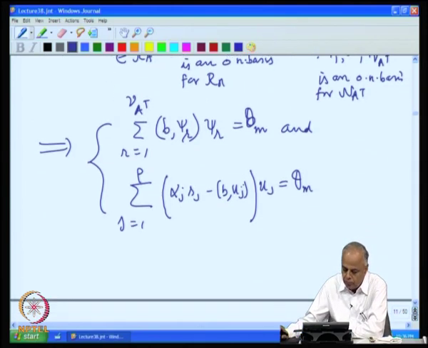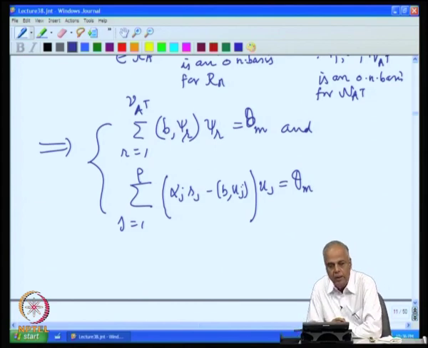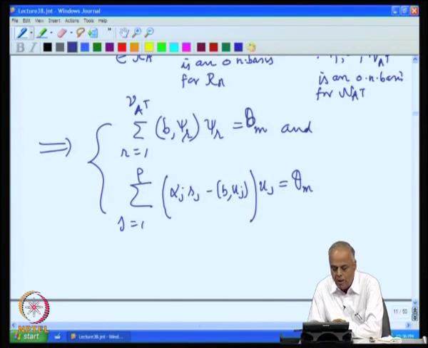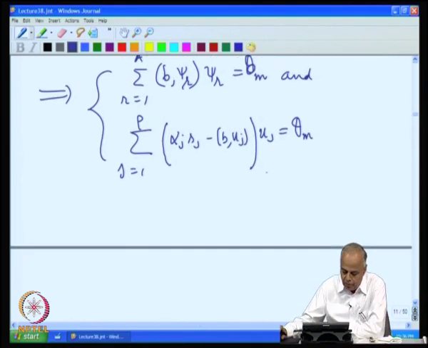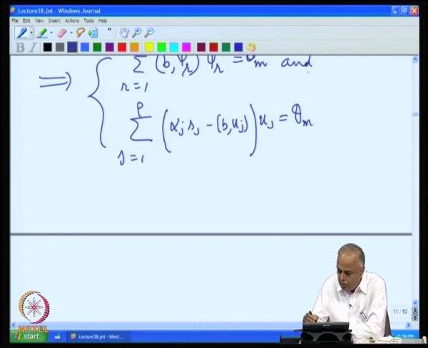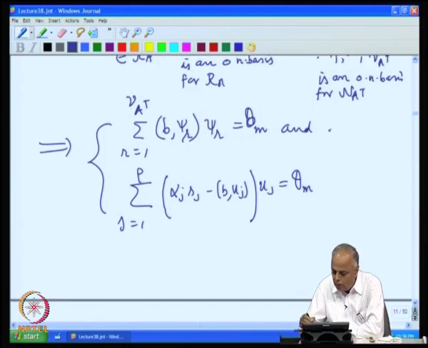Now, the given vector B is arbitrarily chosen from R m, and therefore this system demands, if you want to have a solution, if you want to have A x equal to B, you must have chosen B in such a way that the first sum is 0. Okay. So, let us call these 1 and 2.